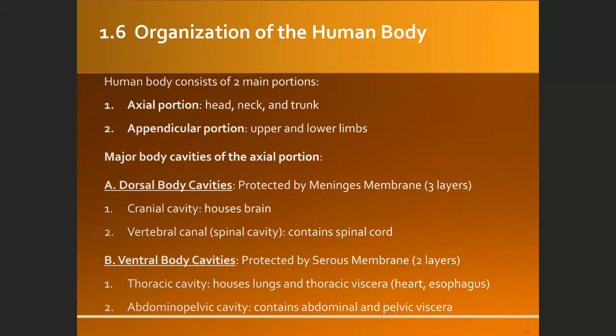So the human body consists of two main portions. The first one is called the axial portion, which is in the middle. The axial portion consists of the head, the neck, and the trunk of the body. And then the second portion is the appendicular portion, which consists of the upper limb and the lower limb. So these are the two main portions of the human body.